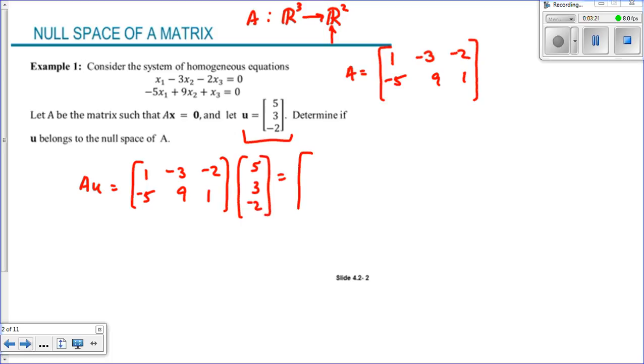Multiplying row by column, we get 5 minus 9 plus 4, which is 0, and -25 plus 27 minus 2, which is 0. So that is the 0 vector in R2, and that means u is in the null space of A. They also call its dimension the nullity of A.